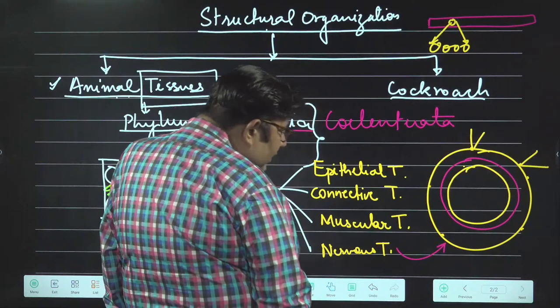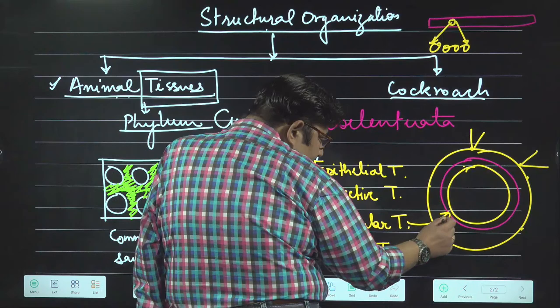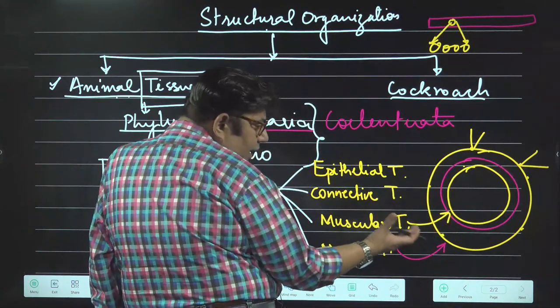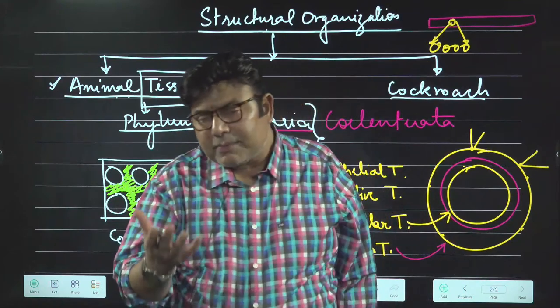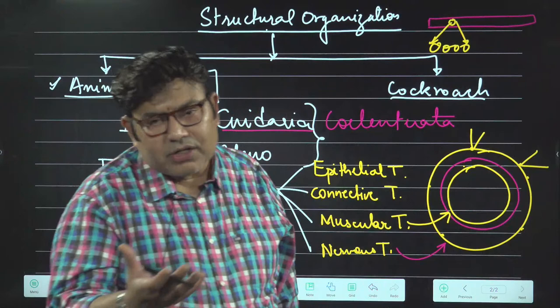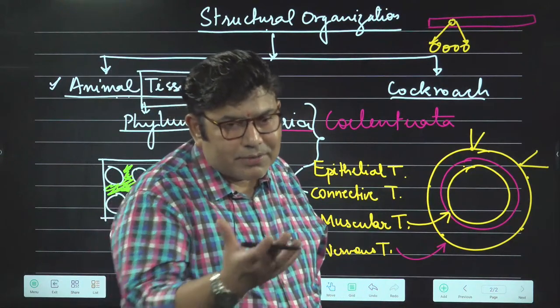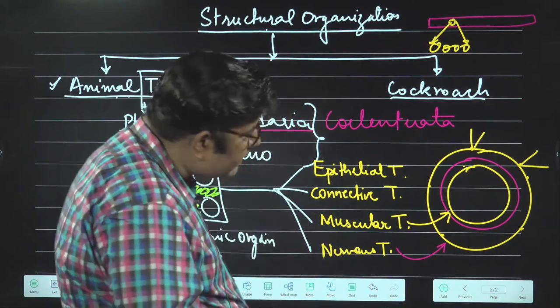Coming to the muscular tissue, M for muscular and M for mesoderm. So it is the mesoderm which gives rise to the tissue having the maximum weight, approximately 50% of the body weight is muscular tissue. So in terms of weight, it has an extensive presence in the body.